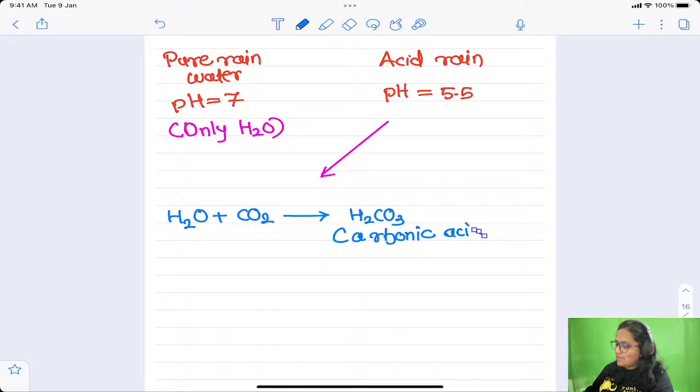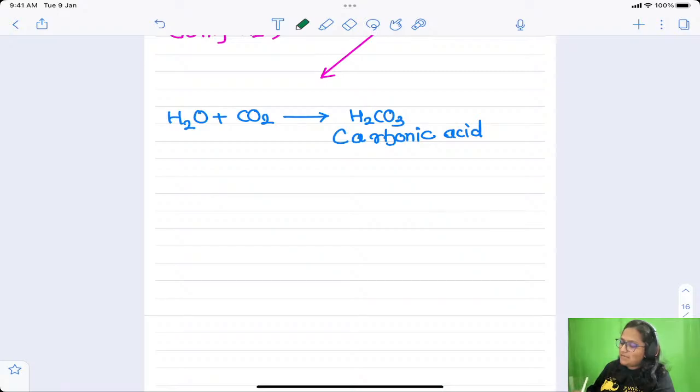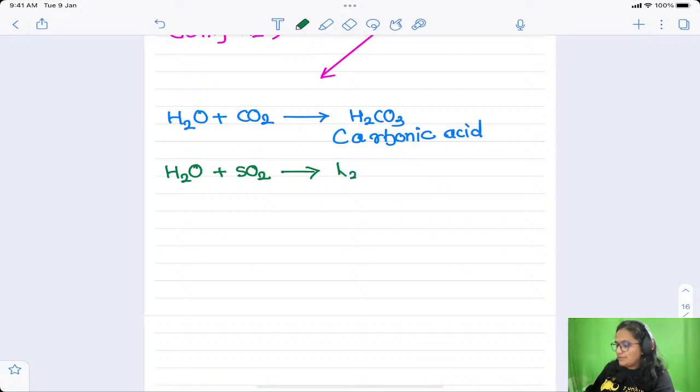Yes, now this is about carbon dioxide. Now let us talk about the next gas, that is nothing but sulfur dioxide, SO2. With sulfur dioxide also, it gets converted into H2SO3. H2SO3 is called sulfurous acid.